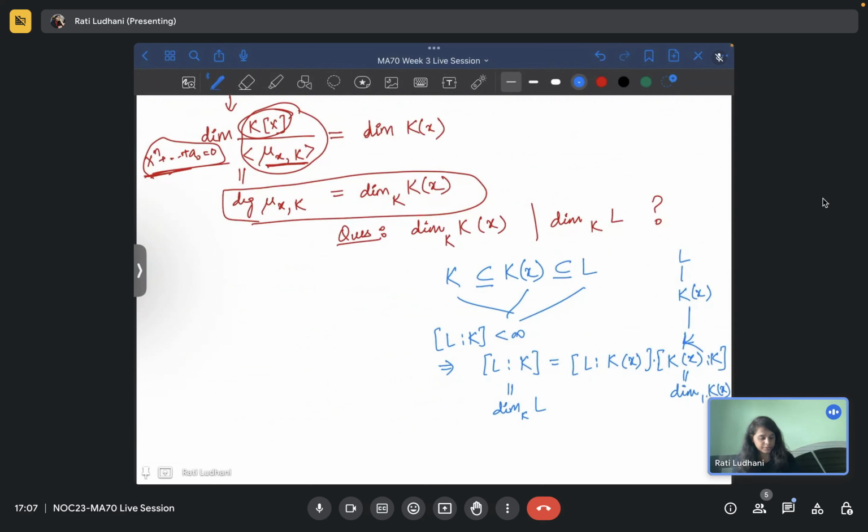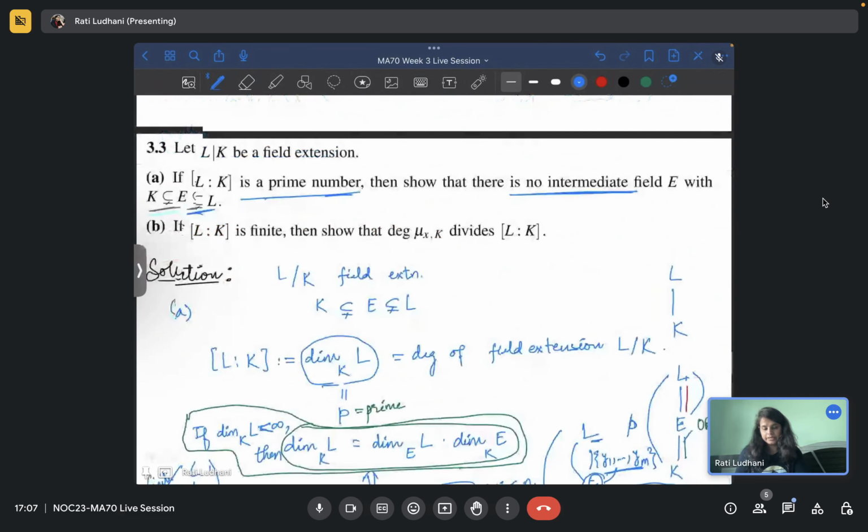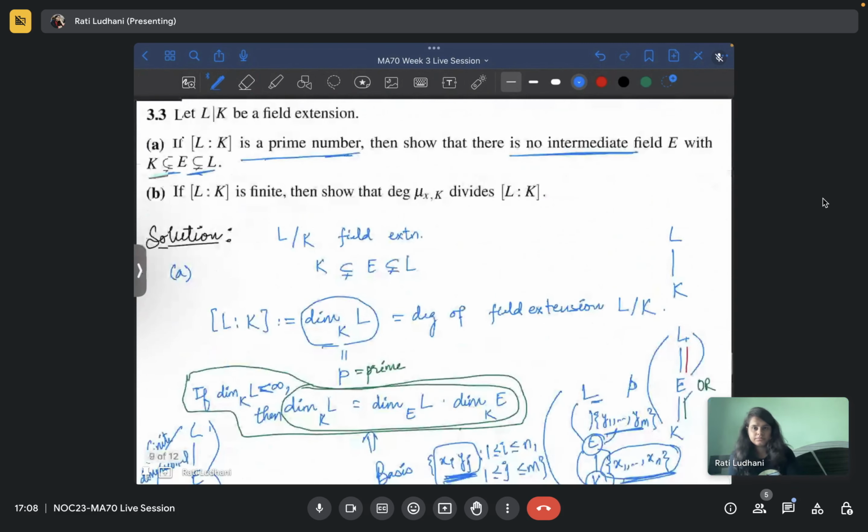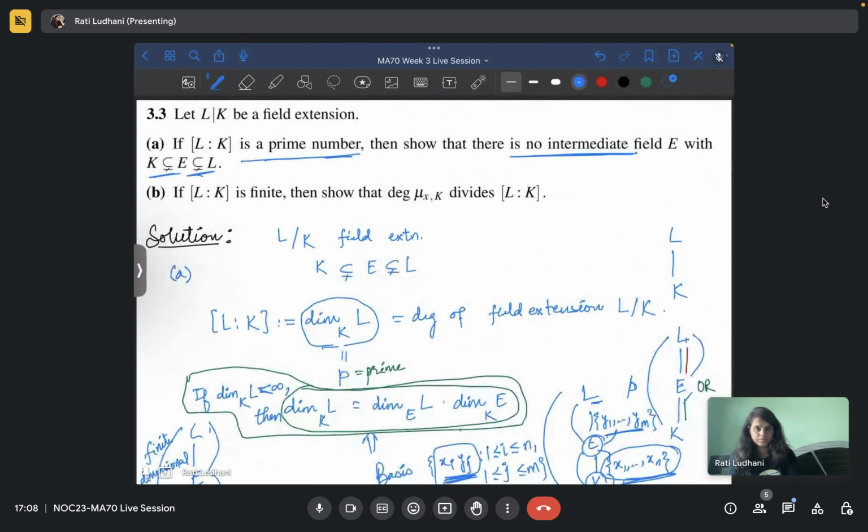So that means you have this multiple relation. This implies both of these are factors of [L:K]. So the dimension of K[x] over K divides the dimension of L over K. Is that clear? That is what was required to prove. Okay. Any doubts? Okay, so I'll stop here.